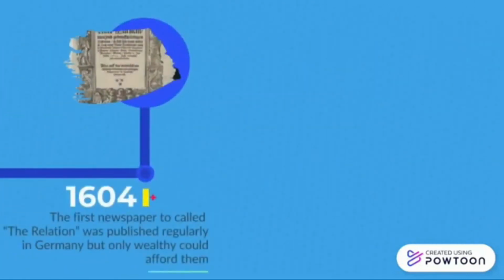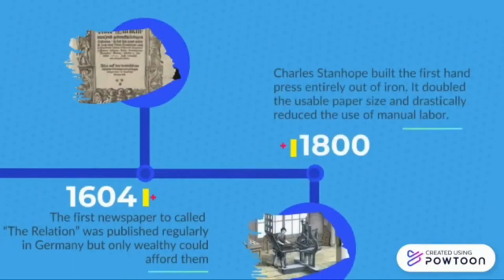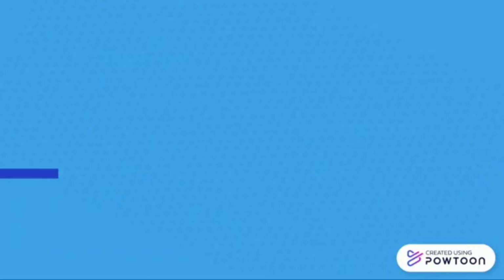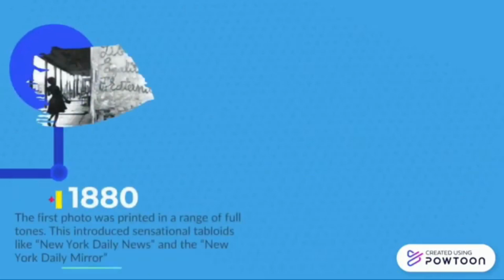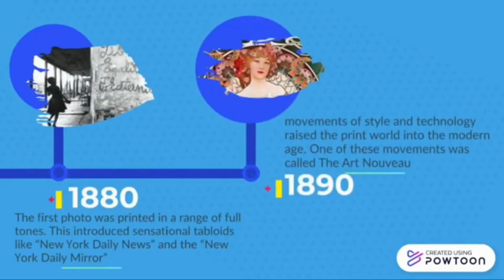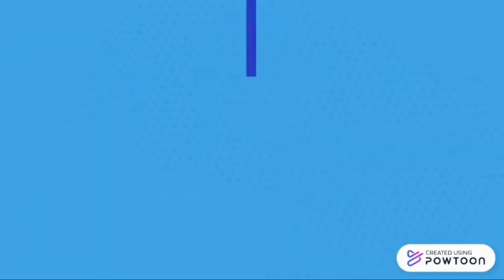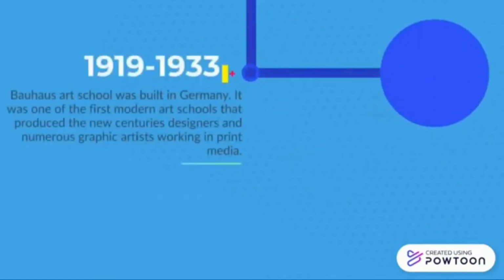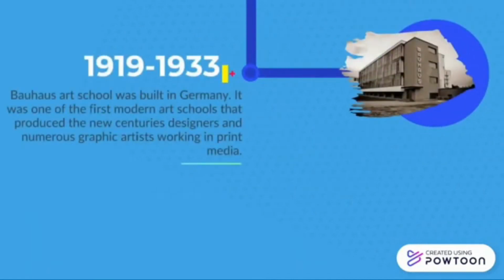In 1604, the first newspaper to call the relation was published regularly in Germany. In 1800, Stanhope built the first hand press entirely out of iron. In 1880, the first photo was printed in a range of full tones. In 1890, movements of style and technology raised the print world into the modern age. In 1919 to 1933, Bauhaus Art School was built in Germany.